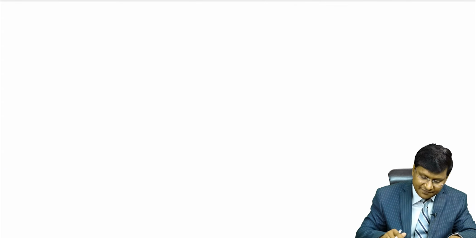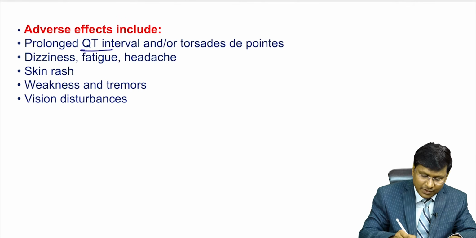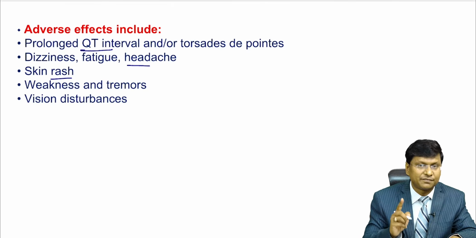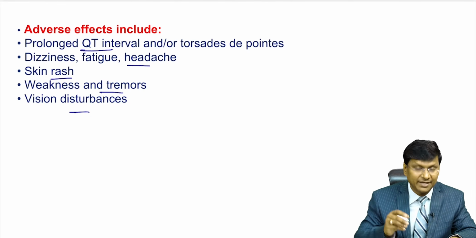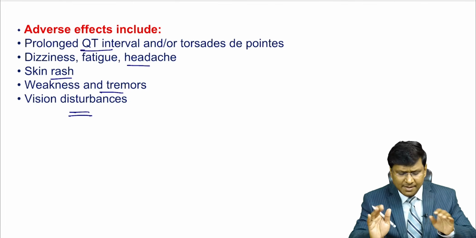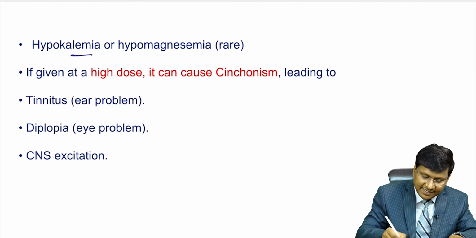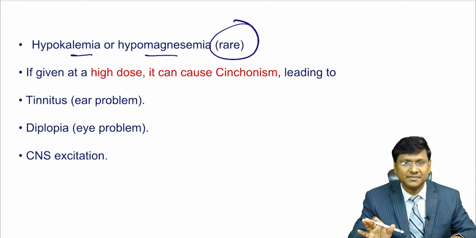And if you take the adverse effects of this Quinidine, it will cause QT prolongation, dizziness, fatigue, as well as headache. There can be development of skin rash, weakness and tremors, and there will also be vision disturbances, right? Whereas you take the electrolyte abnormalities like hypokalemia and as well as hypomagnesemia. Hypokalemia and hypomagnesemia is rare, right?